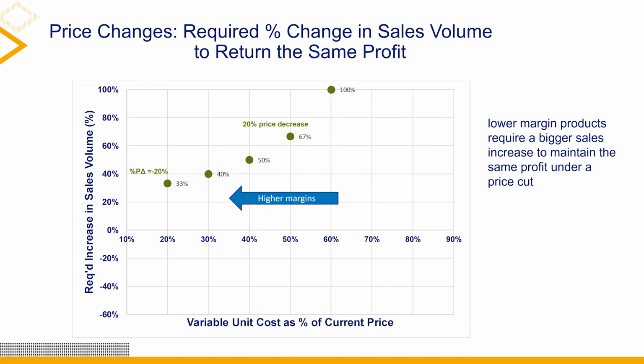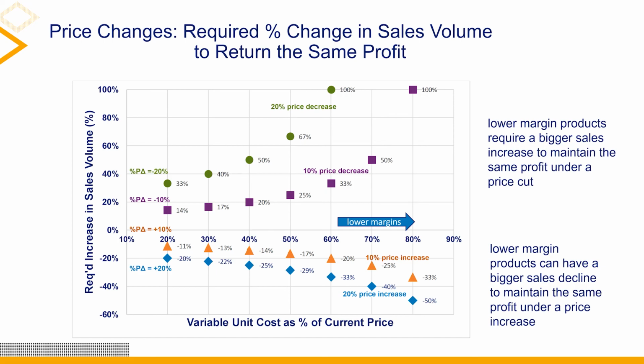Now let's visualize what happens when we hold the price change constant at a 20% price decrease and change our cost structure. The horizontal axis is different cost structures. Lower unit variable costs, i.e. higher unit margins, mean a smaller increase in sales volume is needed to maintain the same profitability. For example, if variable costs are only 20% of the current price, then sales volume only needs to increase by 1/3 in order to maintain profitability.